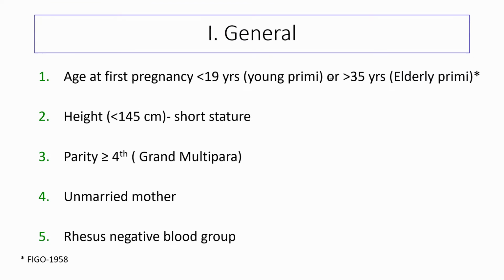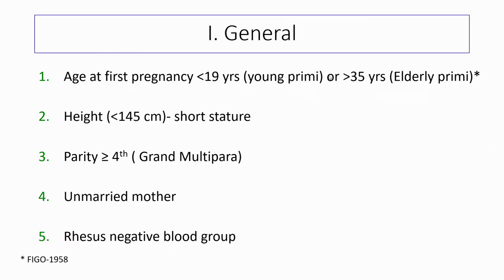Okay, so in general, if the patient is teenage, less than 19 years, we consider it high risk. There could be chance of CPD, less antenatal visits. We'll discuss a bit about this. And if the patient is more than 35 years, likely the patient is having some medical disorder. There are certain complications which are more common in the elderly primi as well. So age more than 35 is also high risk category.